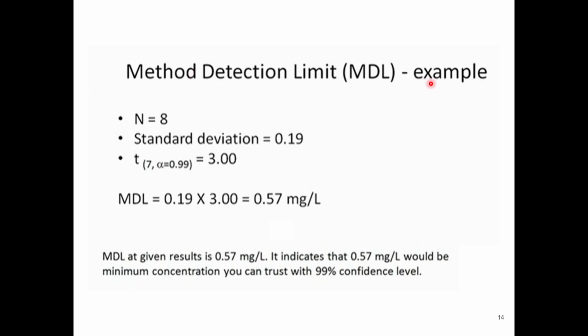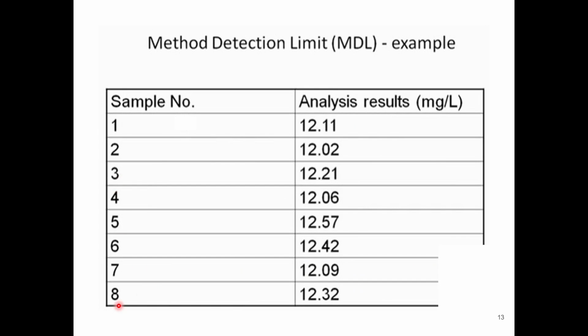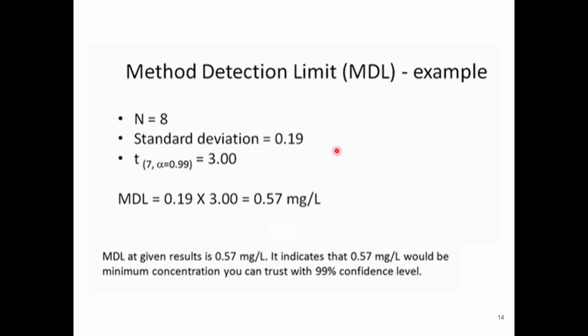In this case, the method detection limit can be calculated such that n is equal to 8 because we have 8 samples. Standard deviation, if you calculate, we will get the value as 0.19. The one-sided critical student t value for 7, that is 8 minus 1, and alpha for 99% confidence, that is 0.99, will be 3.00. Multiplying 3.0 with the standard deviation, that is 0.19, we get the method detection limit, which is equal to 0.57 milligram per liter.